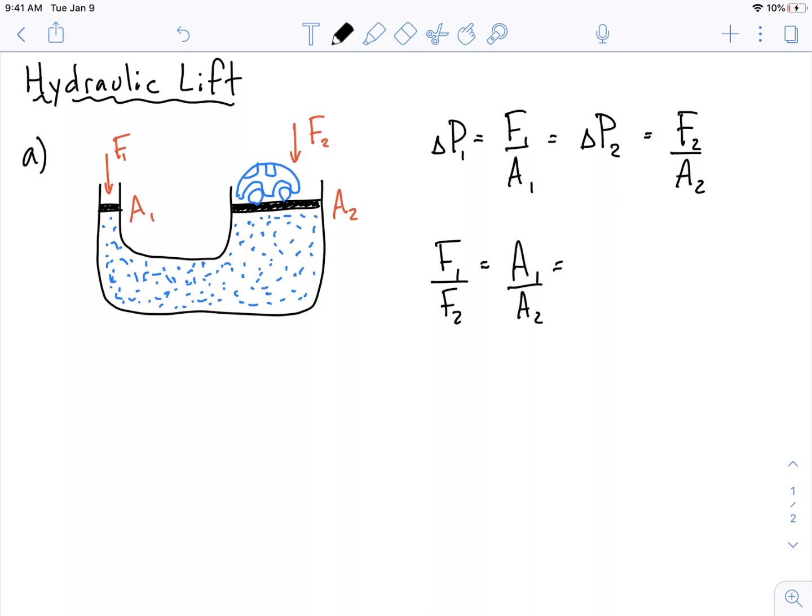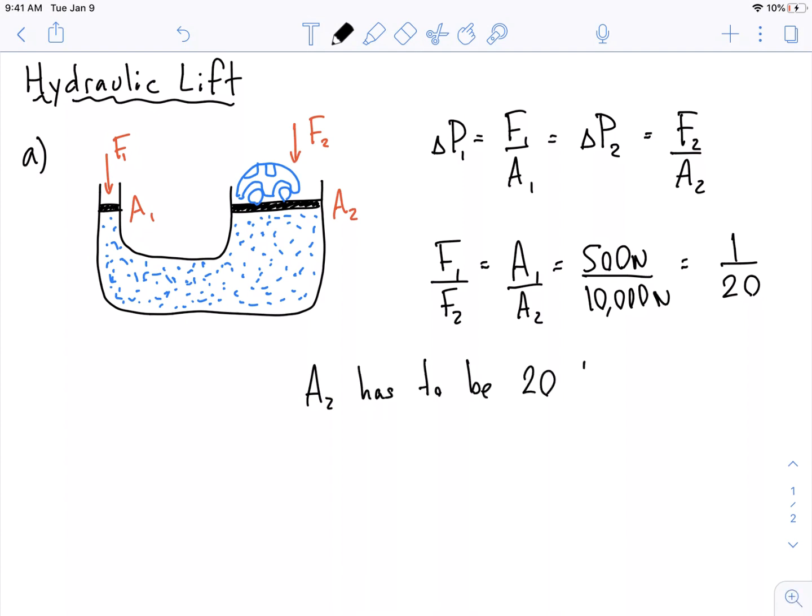And we're told in the problem that we can exert 500 newtons. The car weighs 10,000 newtons. And this ratio is 1 over 20. What we find out is that A2 has to be 20 times bigger than A1 to lift the car, or to hold the car stationary.